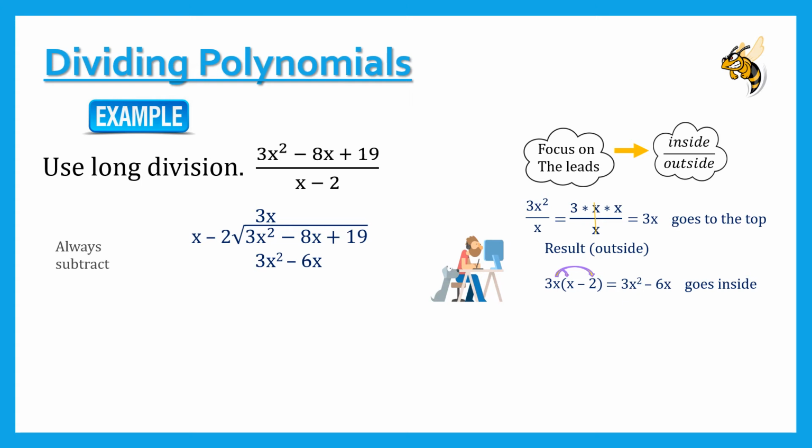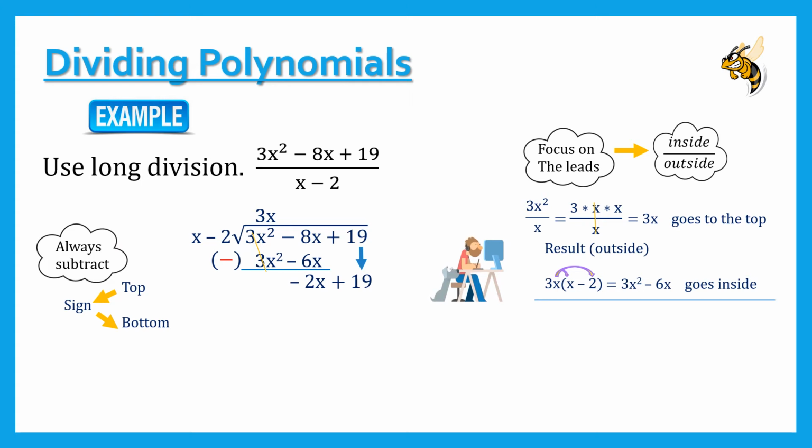Remember, we're always going to subtract. And it's important to flow from the top to the subtraction sign on the outside and flow to the bottom. So it's going to be 3x squared minus 3x squared, which means they cancel. Negative 8x minus negative 6x. That minus negative becomes a positive. So it's technically negative 8x plus 6x, which leaves us with negative 2x. We are going to bring down that plus 19.